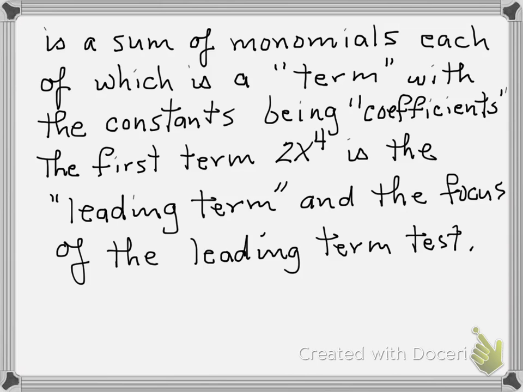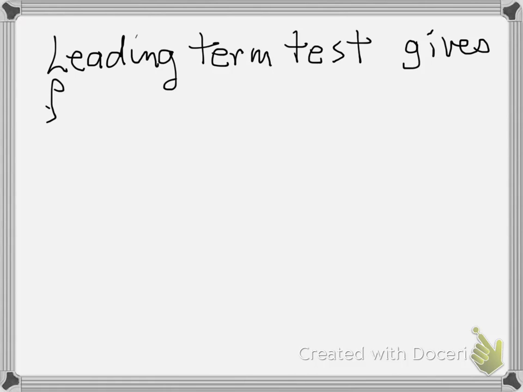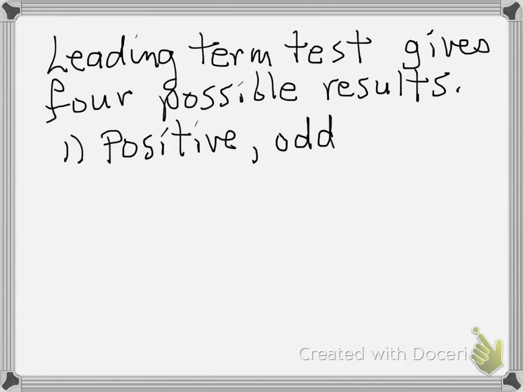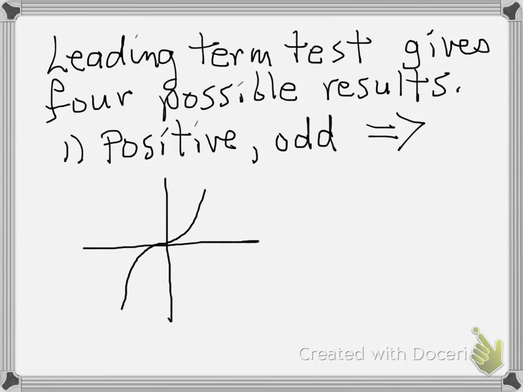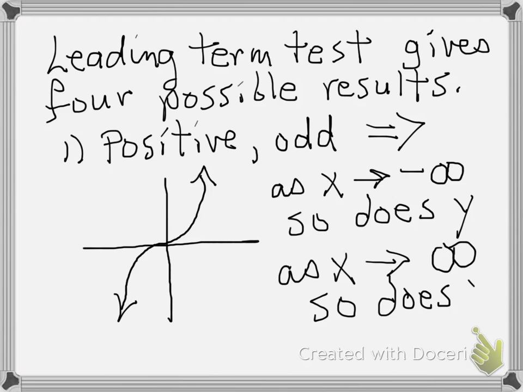We talked about this in class, and I had you do some exercises in class, but I'm going to just summarize them here because you don't have your technology available to you, potentially. So we've got 4 possible results when we look at what's going on with the leading term. First of all, it could be positive and odd. And what that does is tells us as x approaches negative infinity, so does y. And as x approaches infinity, so does y.